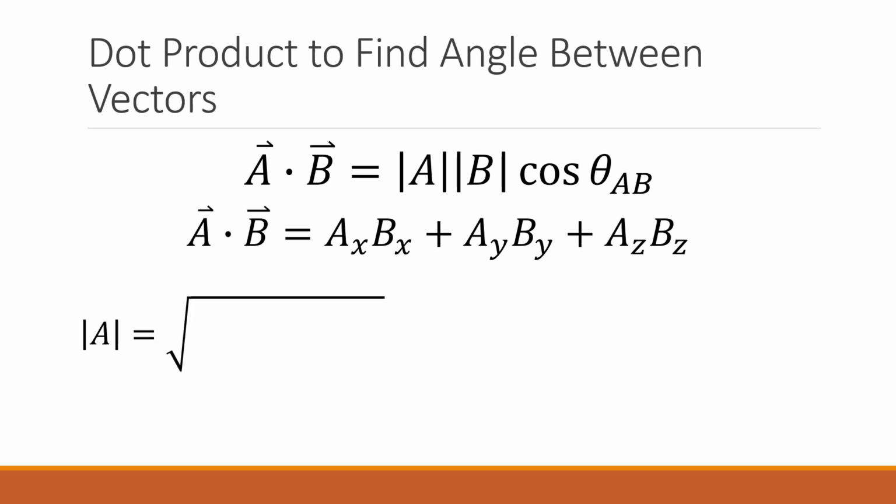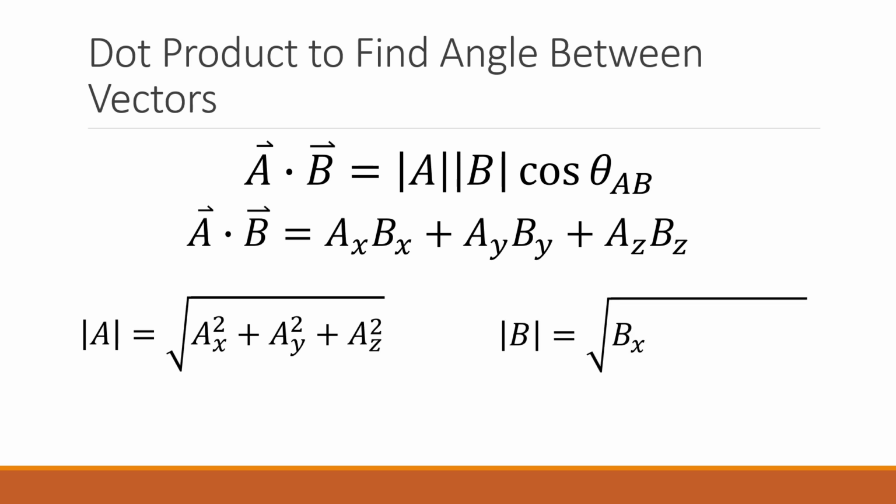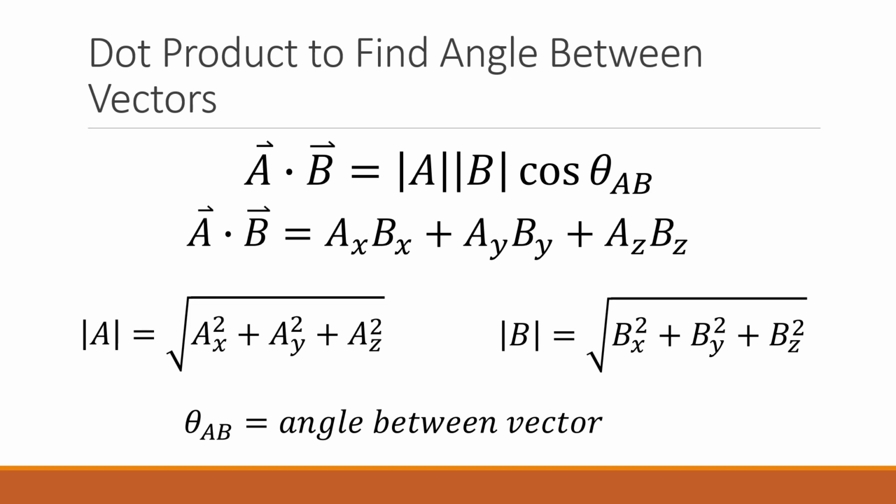To find the magnitude of each vector, we're going to take the square root of the sum of the squares, or the square root of the x component squared plus the y component squared plus the z component squared. We're going to do that for each of the vectors. And then, like I said earlier, theta AB is the angle between vector A and vector B.